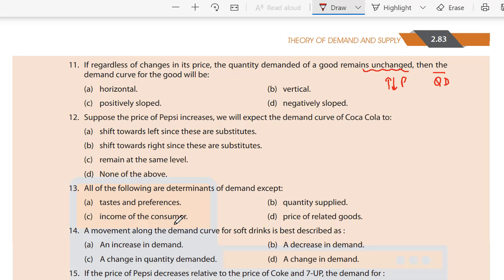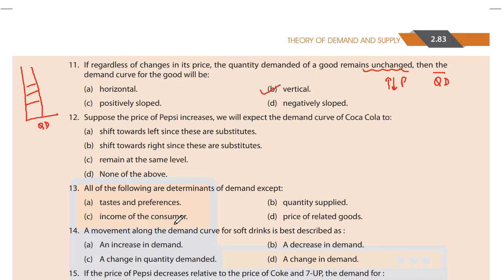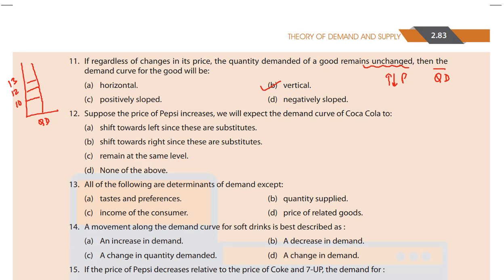As you can see over here, it can't be horizontal, but it could be vertical, if regardless of the change in the price, the quantity demanded of a good remains constant. Just see it over here. This is the diagram. This is the price and this is the quantity demanded. Regardless of the change in the price, 10, 11, 12, there is a positive change in the price, but there is no change in the quantity demanded. So the answer is B. Let's see the 12th one.